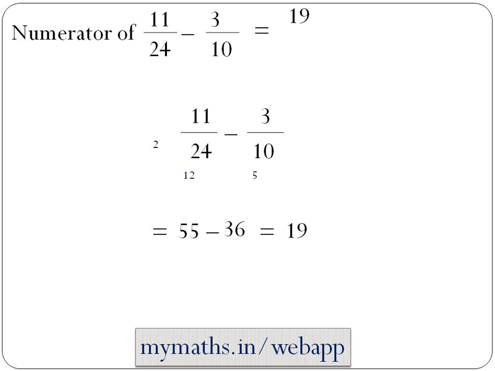And the denominator is so simple, it is just the LCM of 24 and 10. This we had learned in the case of LCM, and for 24 and 10, the LCM is 120. 19 by 120 is the final answer, where the numerator is 19.